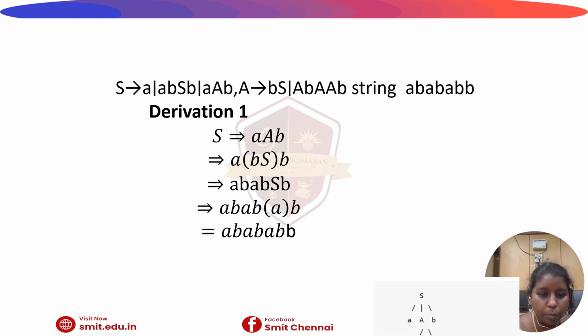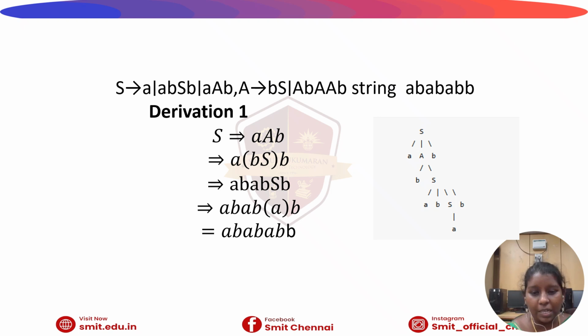Simultaneously, for this derivation, we are going to draw the parse tree. I'm taking the start symbol S, then replacing it with AAB, and for A, I'm replacing with BS, and for S, I'm going to replace with ABSB, and for S, I'm going to replace with A. Sorry, here we got the parse tree for the string ABABABB.